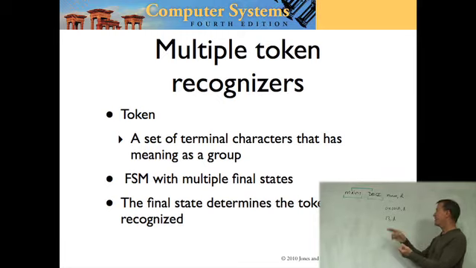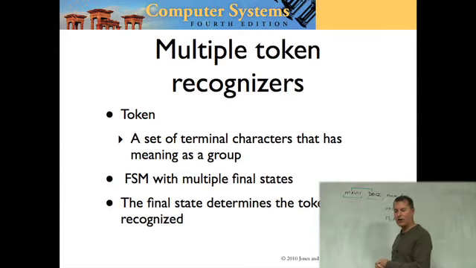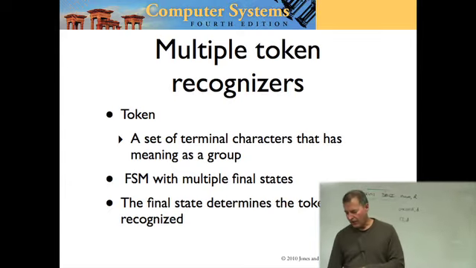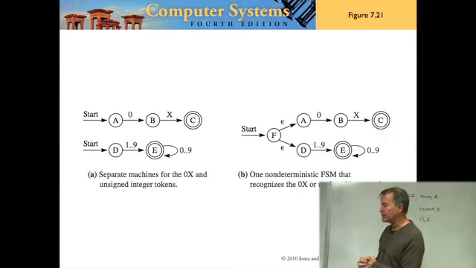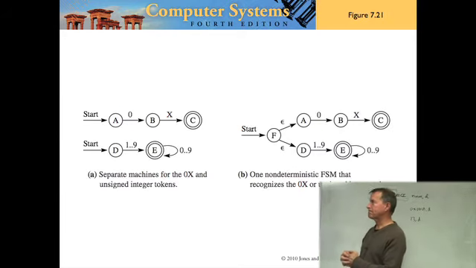And then when we finally get to the end of that token, we want to say, oh, if I'm in this state, I've recognized this. If I'm in this other state, I've recognized this. If I'm in this third final state, I've recognized this. So the particular final state that we end up in will be the final state that recognizes one of these three alternatives. Are you with me? Now, the example that we have here is figure 7.21.